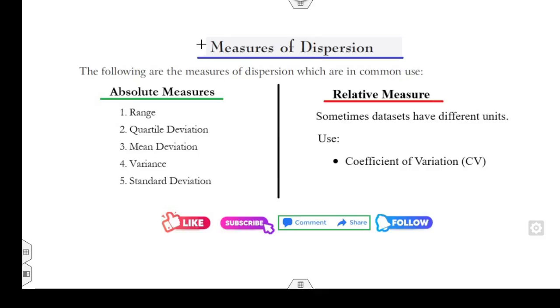As we discussed in our previous lecture, the measures of dispersion are classified into two categories: absolute measures and relative measures. The absolute measure is distinguished into 5 different types, while the relative measures are always used when you are computing data sets with different units.